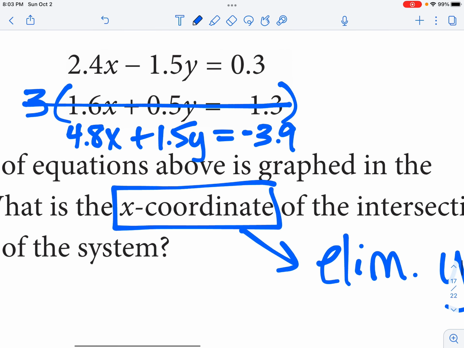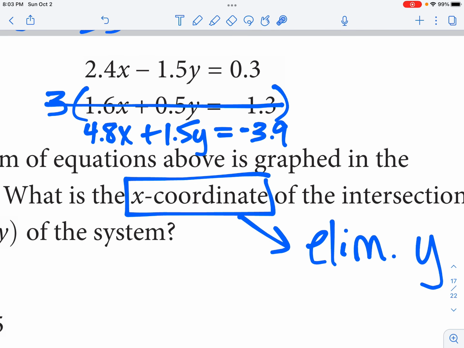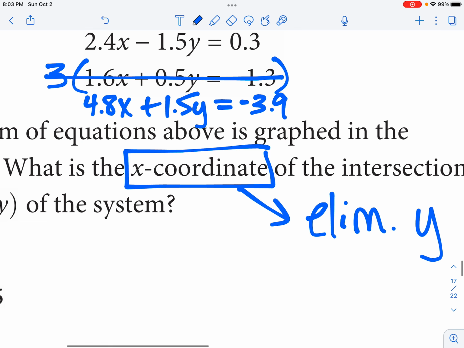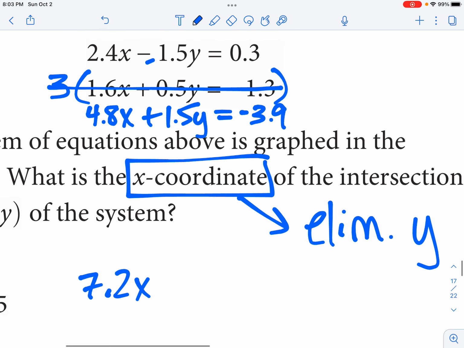And now what I have to do is just add straight down. So 2.4x plus 4.8x, I'm going to write it down here. It gives me 7.2x. The negative 1.5y and the positive 1.5y are gone. So I'm just bringing down my equal sign here. And I'm going to take 0.3 and I am going to add it to negative 3.9. And that means I get negative 3.6.